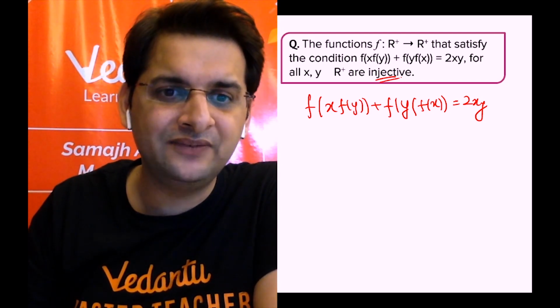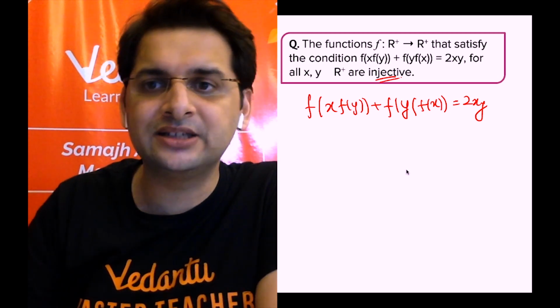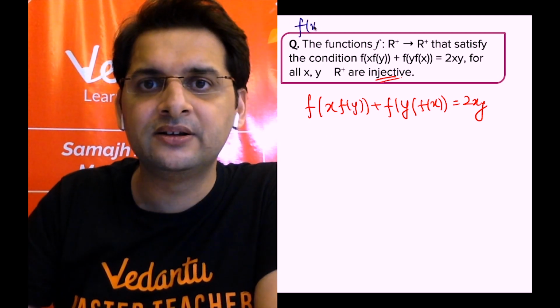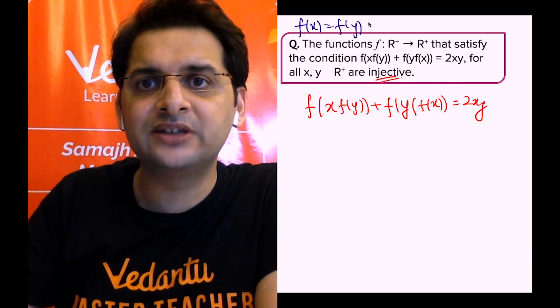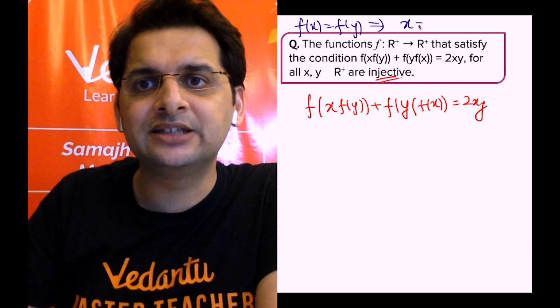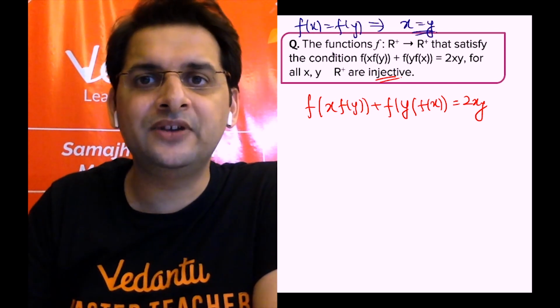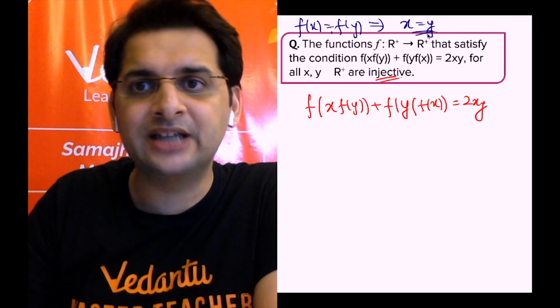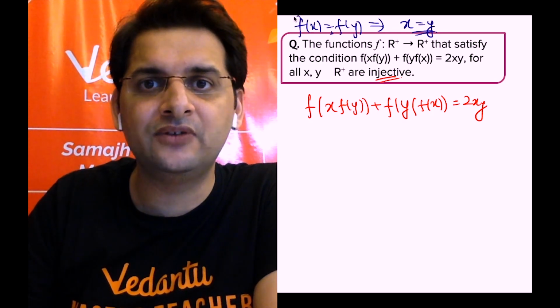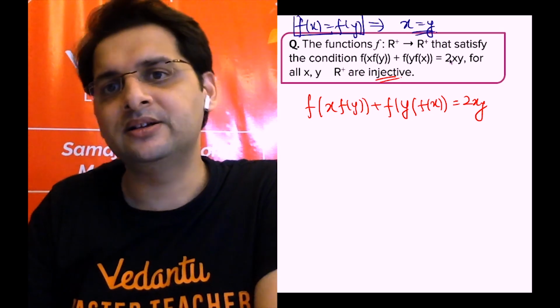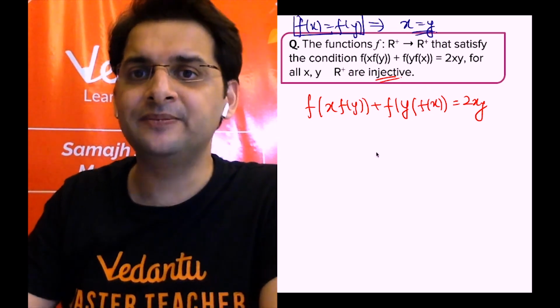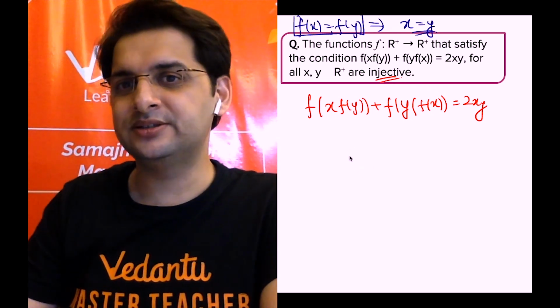So again, we'll use the same philosophy: if we assume that f of x is equal to f of y, then x is equal to y will be true. If we are able to prove x is equal to y using the assumption f of x is equal to f of y, we're done. This is the basic proof of injectivity, right? So how do we do this?